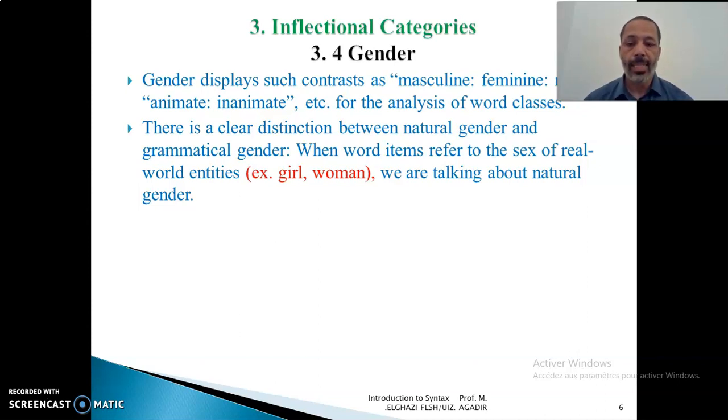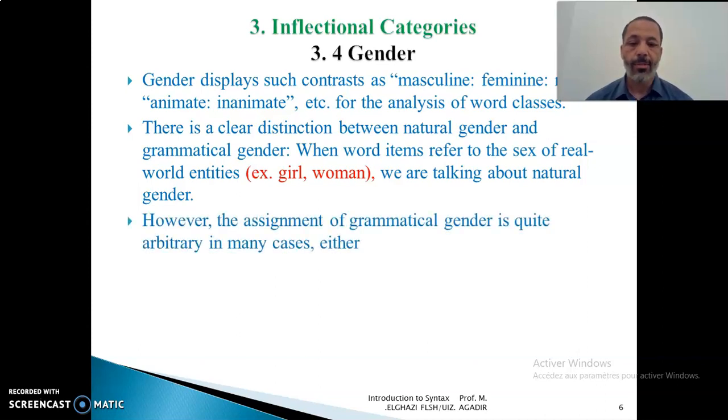There is a clear distinction between natural gender and grammatical gender. When word items refer to the sex of real world entities like girl, woman, this is automatically, we speak about natural gender.